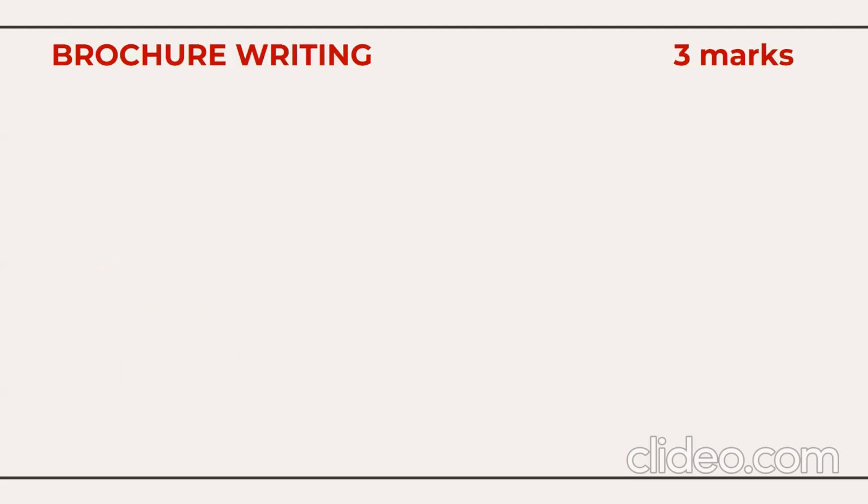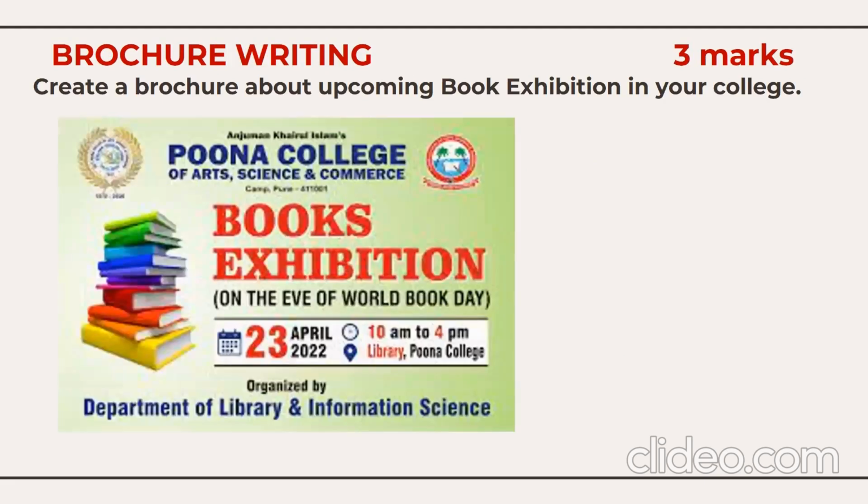Now, the next question you have here is brochure writing. You need to create a brochure, and that's for 3 marks. For example, there's a question here: create a brochure about the upcoming book exhibition in your college. When we create a brochure, we mention here the college name, the company name. We try to design the brochure by using pencil, and we need to mention the date, time, place, and who the organizer is. So these are the basic details we need to mention. This is for 3 marks. Go through the video on brochure writing. Link is in the description box.